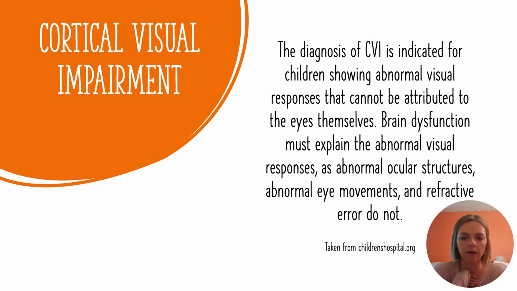Cortical visual impairment is indicated for children showing abnormal visual responses, but they can't be attributed to the eyes themselves. Brain dysfunction explains the abnormal visual responses, as abnormal ocular structures, abnormal eye movements, and refractive error do not. So this means the eyes themselves, the ocular structures, look fine. They look typical, but the brain is not interpreting what the eyes are seeing.